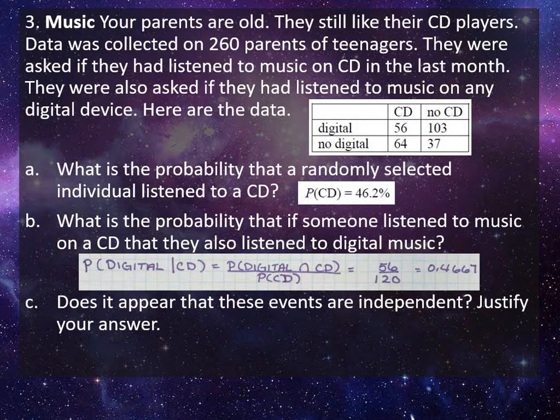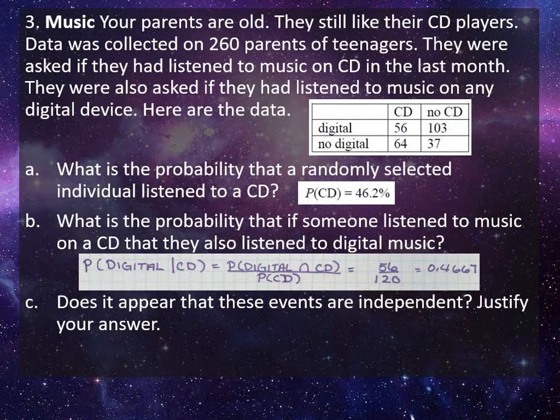Okay. So if I am looking at this last question where it says, does it appear that these events are independent? Justify your answer. Here I have digital given CD. I have probability of CD. Can I just compare these two numbers? But they both have CD in them. It's not about the given. It's the first thing, right? No, this is the given. Oh, yeah, you're right. Okay.